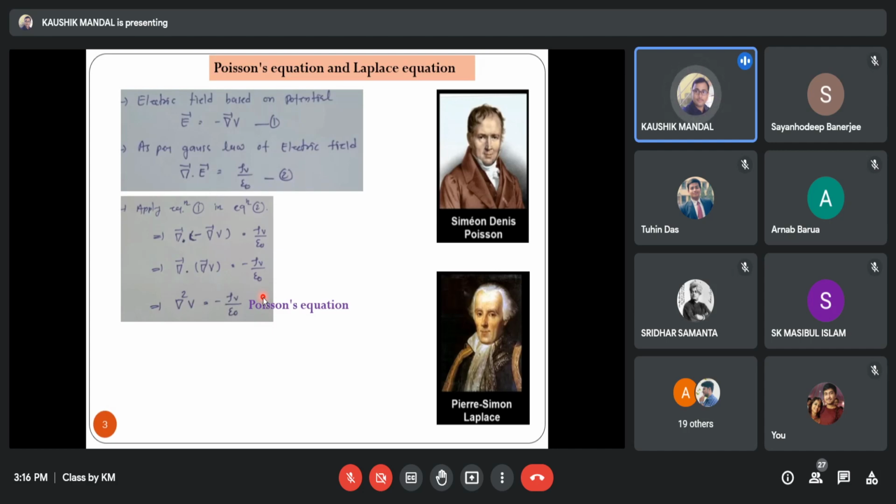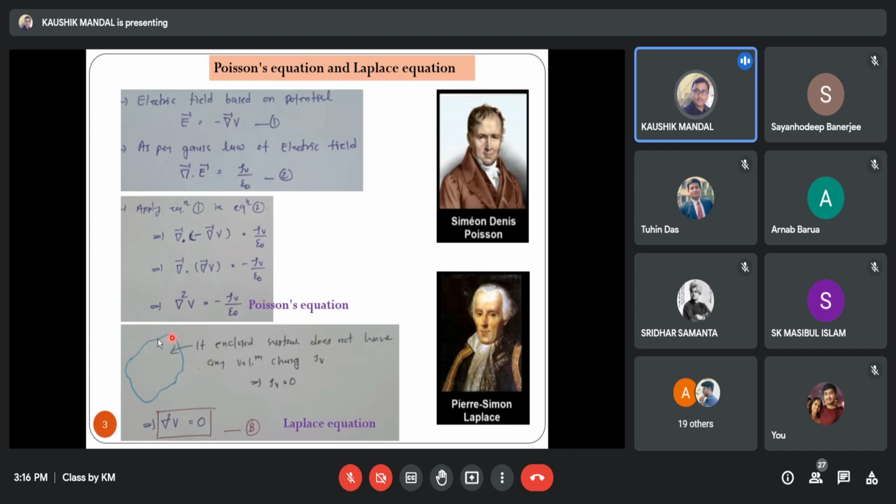Now if we consider an enclosed surface where the volume charge density is 0, that means there is no charge in this closed surface, so rho V equal to 0. Then in Poisson's equation, if we put rho V equal to 0, it becomes del square V equal to 0, or grad square V equal to 0. This equation is known as Laplace's equation.